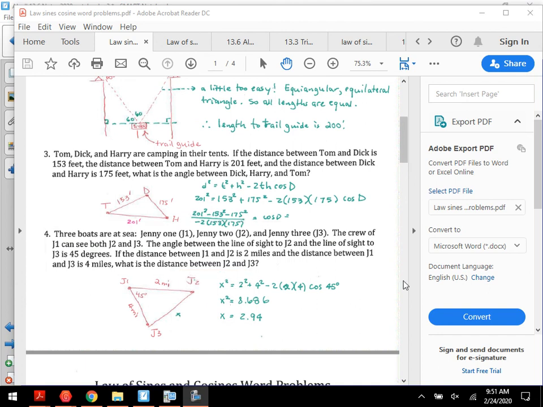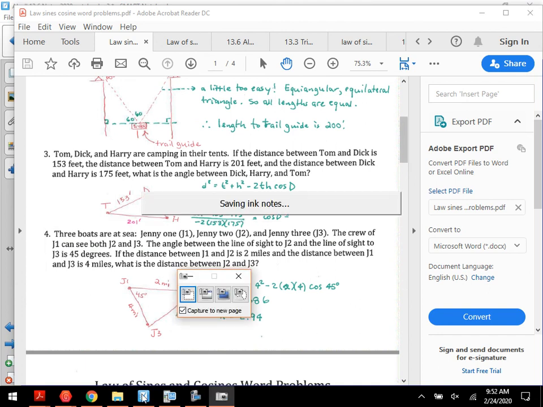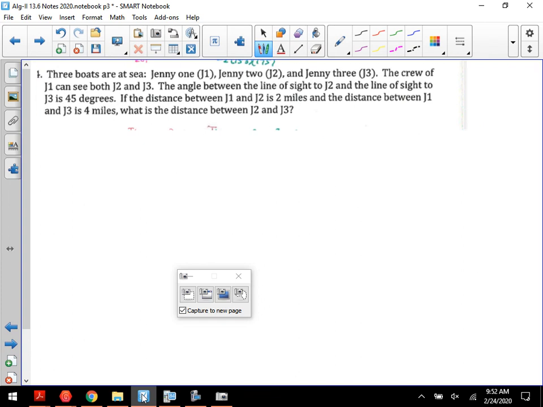Jenny, not the right man, but I do know what love is. All right, so here we go. I really hate talking over you guys. Three votes: Jenny 1, 2, and 3. Prove Jenny 1 can see both Jenny 2 and 3. The angle between the line of sight to Jenny 2 and the line of sight to Jenny 3 is 45. The distance between 1 and 2 is 2 miles. The distance between 1 and 3 is 4 miles. What's the distance between 2 and 3?